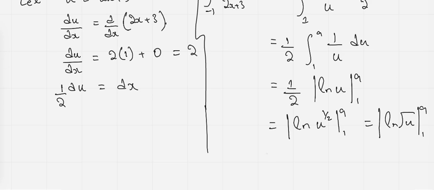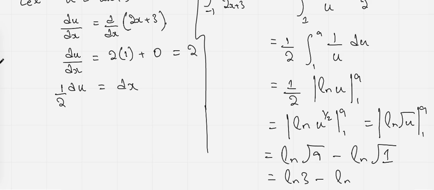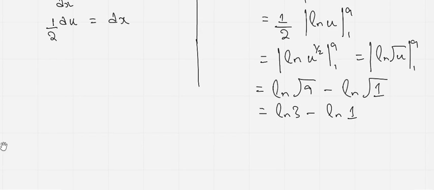Right, now you just apply the limits. So it is ln under root 9 minus ln of 1. So it is going to be ln 3 minus ln 1, and ln 1 is 0. So simply the answer is going to be ln 3, and that's how it is solved.